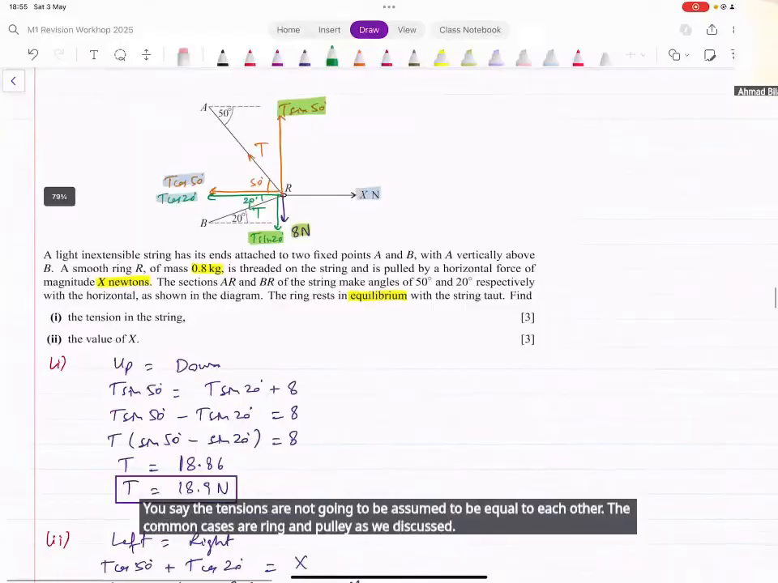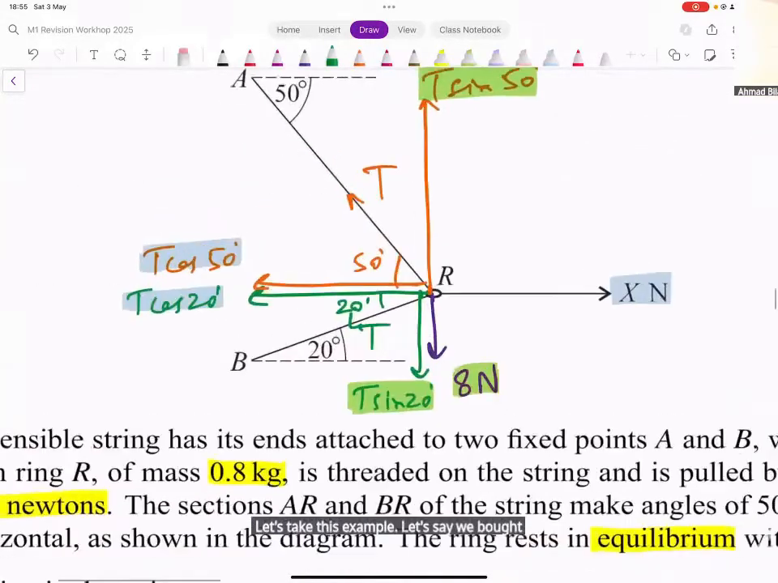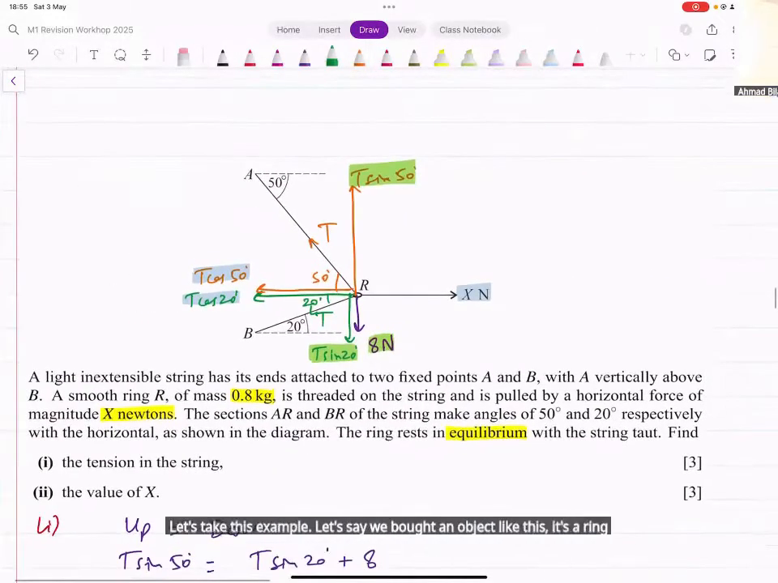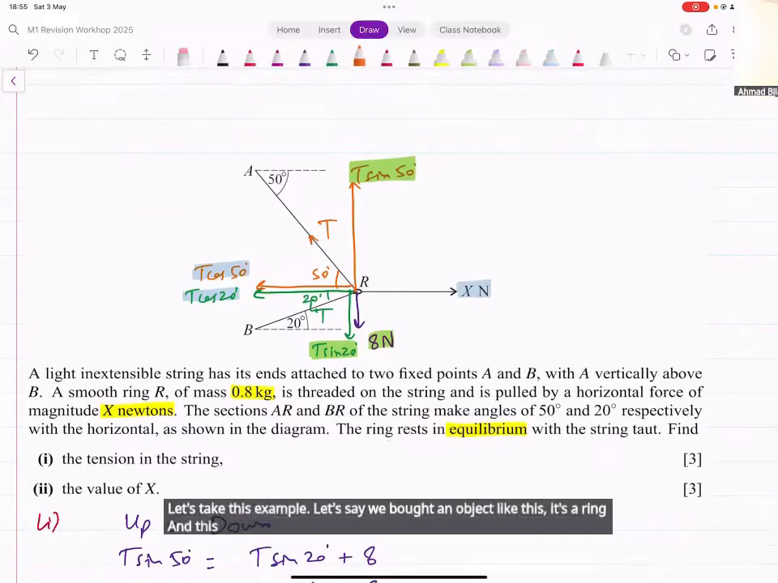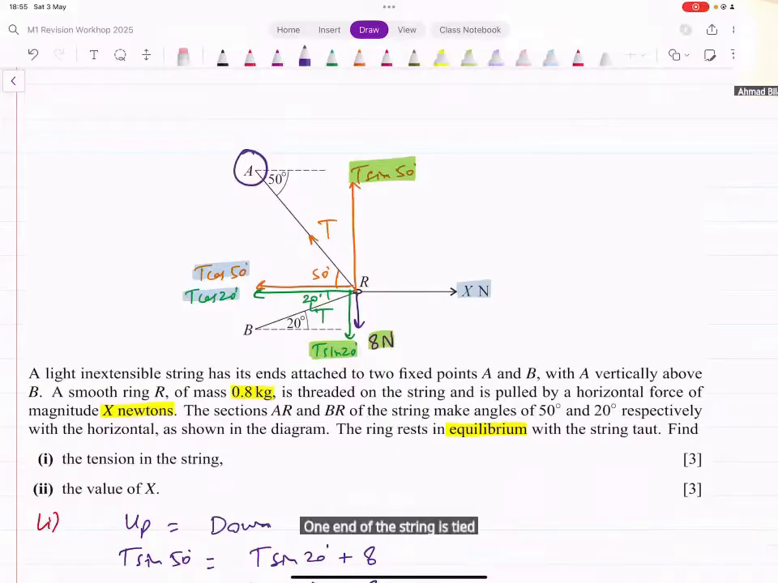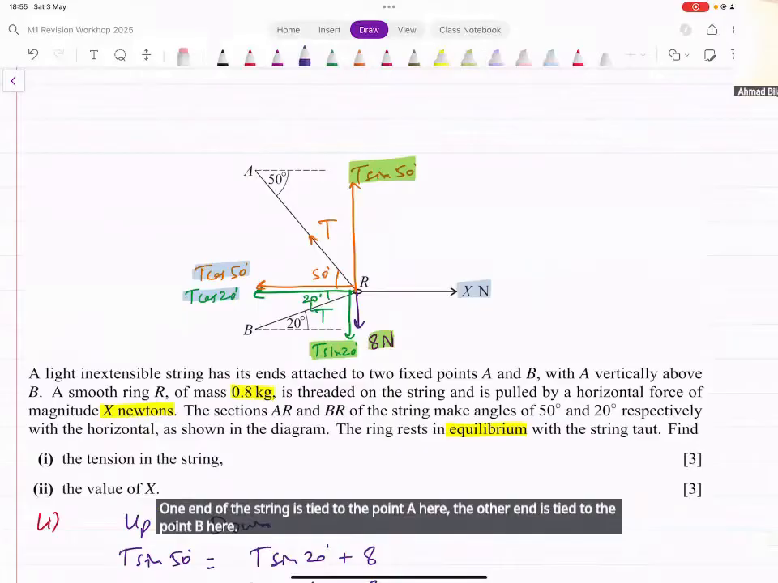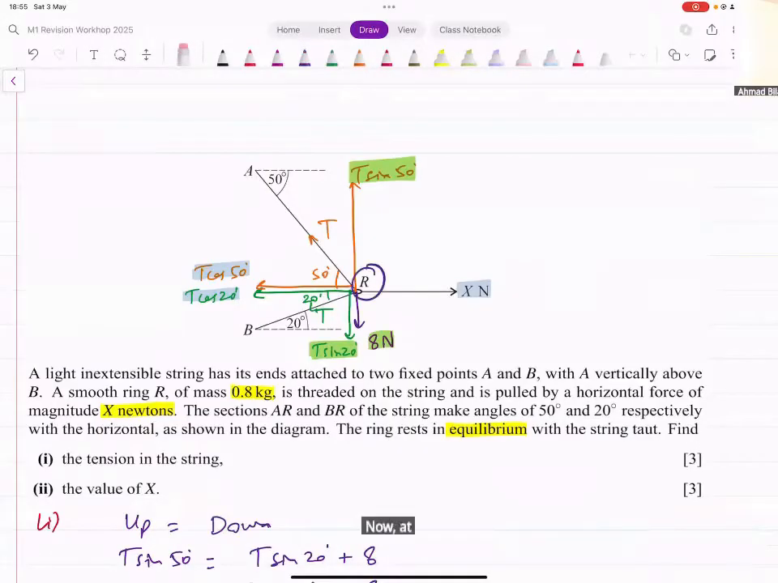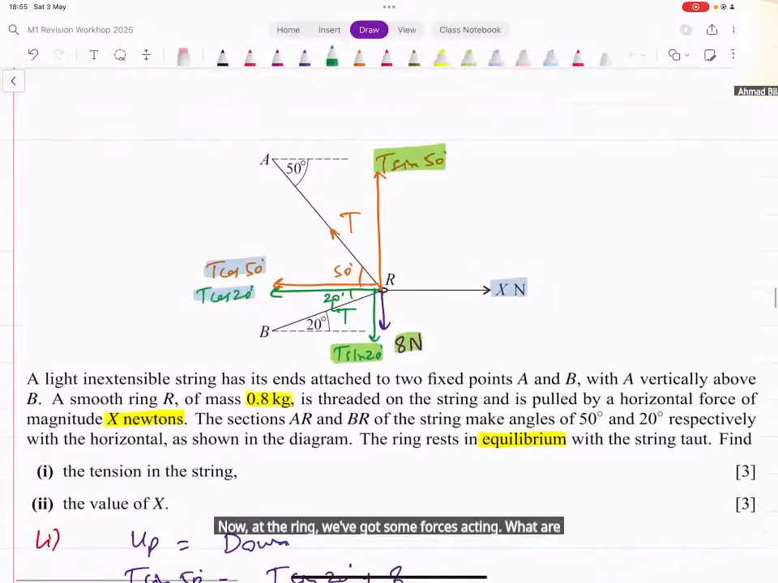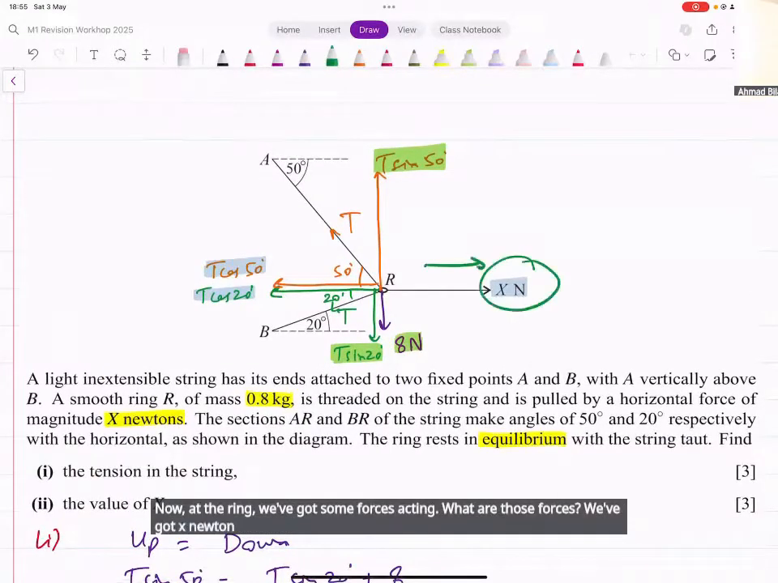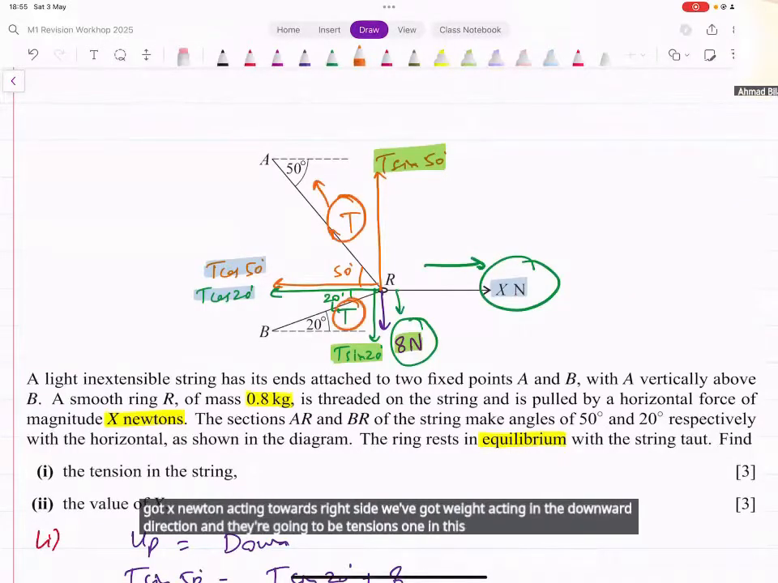Let's take this example. Let's say we've got an object like this. It's a ring, and this ring has a string passing through it. One end of the string is tied to the point A here. The other end is tied to the point B here. Now, at the ring, we've got some forces acting. What are those forces? We've got X Newton acting towards the right side. We've got weight acting in the downward direction. And there are going to be tensions, one in this direction and the other in this direction. These are two tensions that we've got. They are both going to be equal to each other.